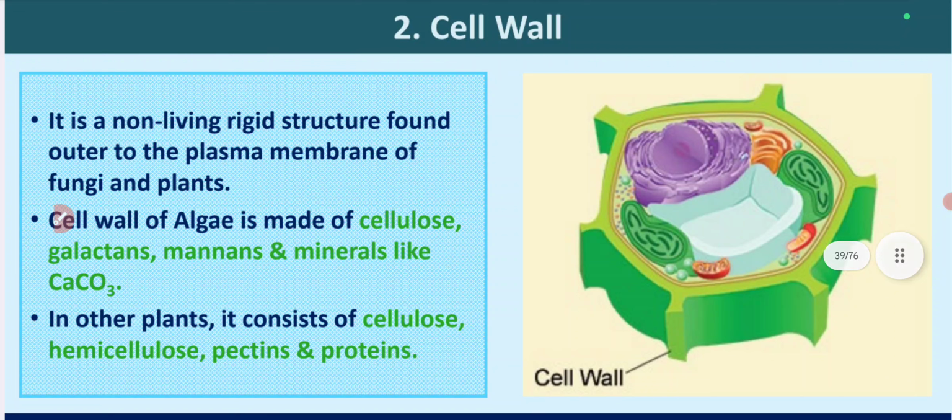Second is cell wall. It is a non-living rigid structure found outer to the plasma membrane of the fungus and plants. Cell wall of algae is made up of cellulose, galactans, mannans and minerals like CaCO3. In other plants, it consists of cellulose, hemicellulose, pectins and proteins.